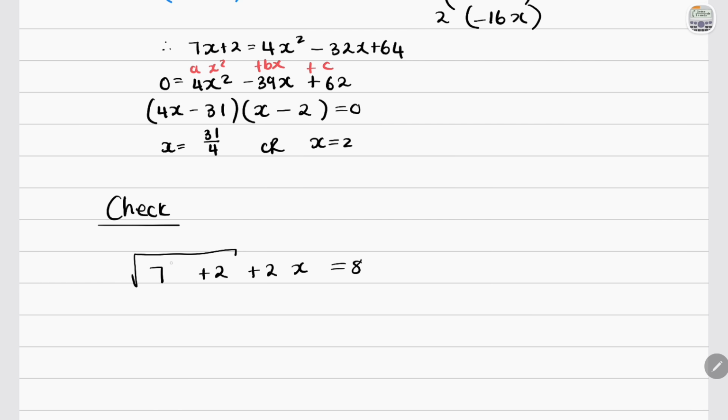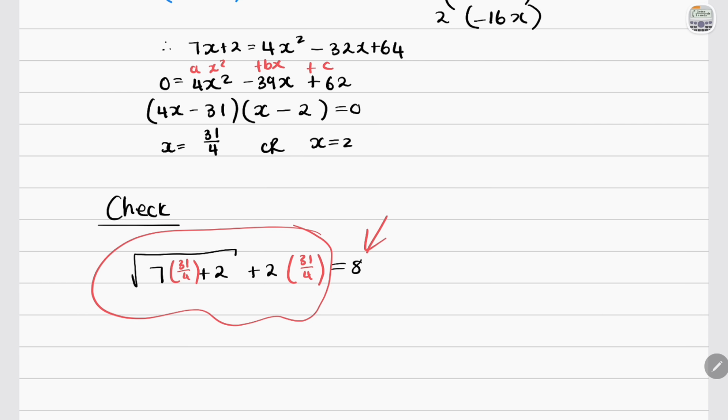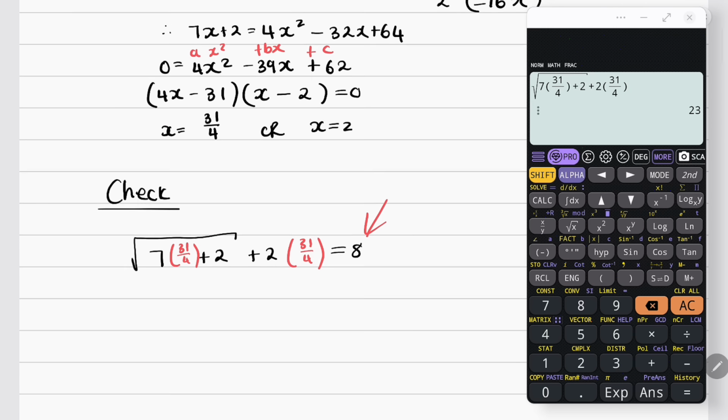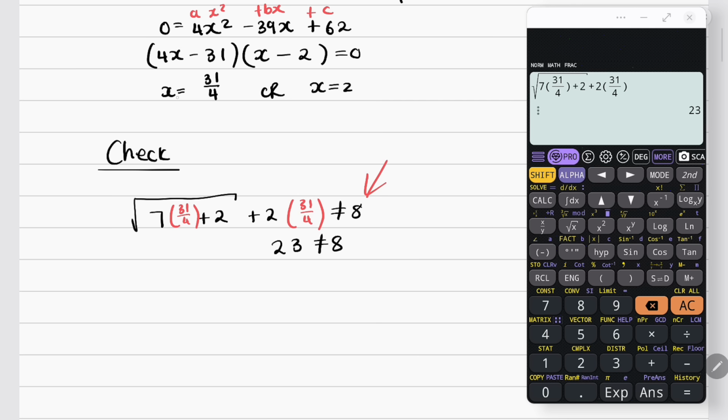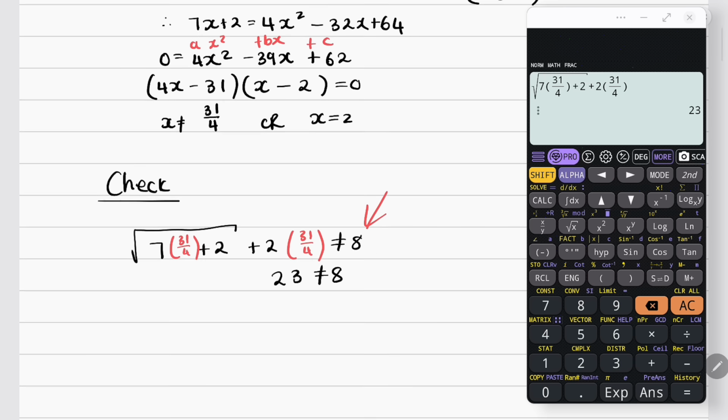Okay, and then in place of x, we're going to substitute 31 over 4. And here again, 31 over 4. Now you can go ahead and put that on your calculator and check, does it give you an 8? Okay, so this is what I get. I get a 23, and I know that 23 is not 8, okay? 23 and 8 are not equal, and so I know that x is actually not equal to 31 over 4.